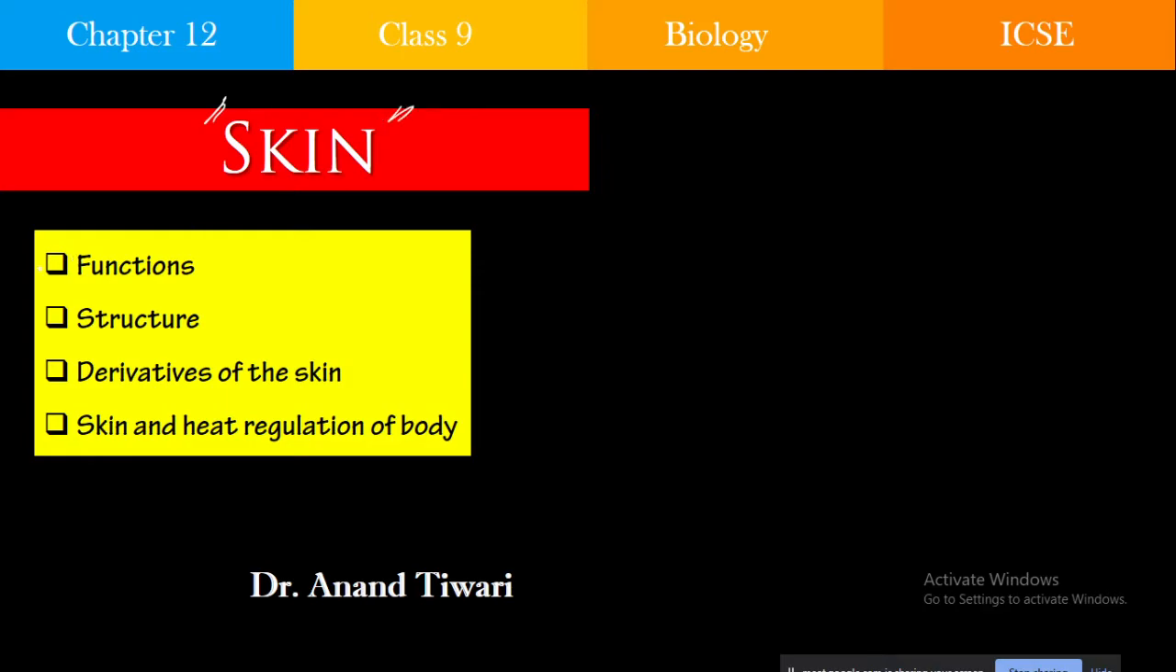They are the different aspects that will be covered. One is the functions. We have discussed what the basic functions of the skin are. Under the structure of the skin, we just looked at the structure of the epidermis in our previous class. We'll also revise once. What are the derivatives of the skin, like the hair, nail? Okay, we will be looking at the different derivatives and how the skin acts as a heat regulator for the body. So we'll be covering this in today's class.